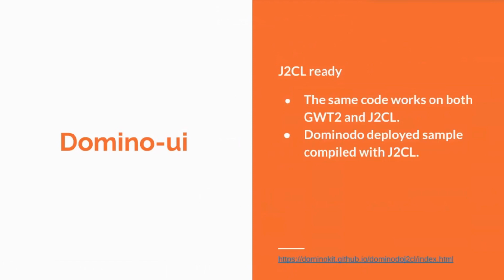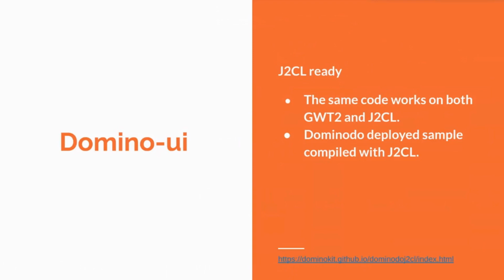The other thing is that Domino UI is J2CL ready. The same code that works in GWT2 will work in J2CL. So we keep testing every once in a while that everything in Domino UI is J2CL compatible. We have samples to test. We try to test regularly and make sure. Even though the applications we are writing are still GWT2, we are making sure that our tool, Domino UI, always stays J2CL compatible.